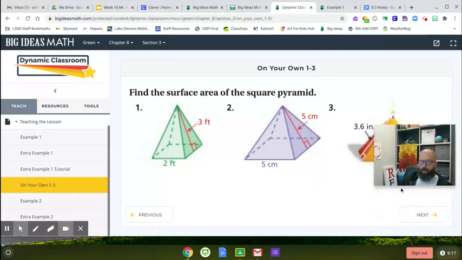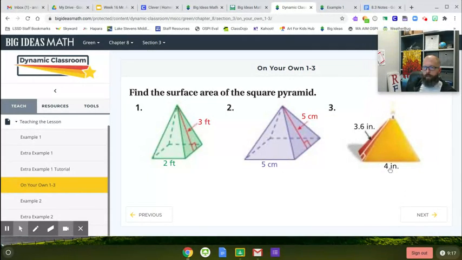Okay, so here we have a base, which is 4 by 4, which is 16 for the base. Then we're going to multiply 3.6 times 4. Let me do that on my calculator here. 3.6 times 4 equals 14.4, divided by 2 because it's a triangle, so 7.2 on each side. So I'm going to multiply that times 4 sides plus 16 equals 44.8.